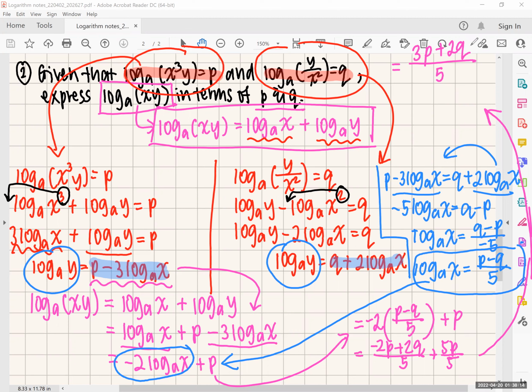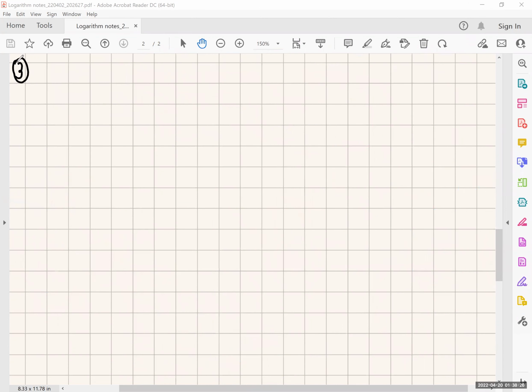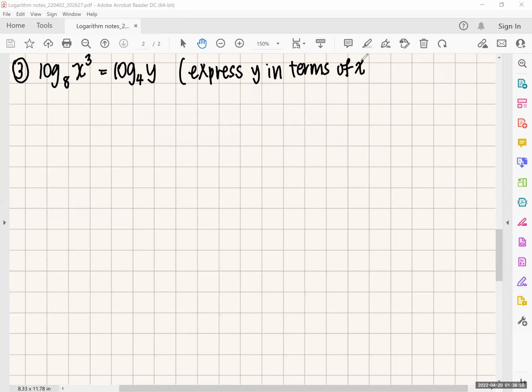All right. So next up, we can move on to another question, which is question number 3. Okay, so question number 3, let's see. So for example, question number 3 is I have log base 8 of x to the power of 3 is equal to log base 4 of the power of y. And the question says that, hey, I want you to express y in terms of x. Okay?